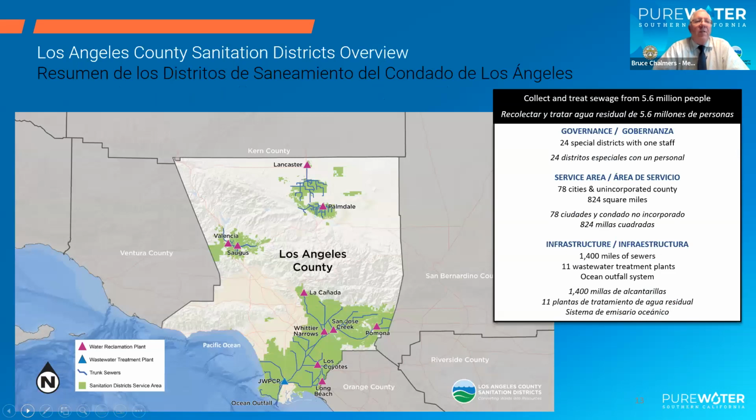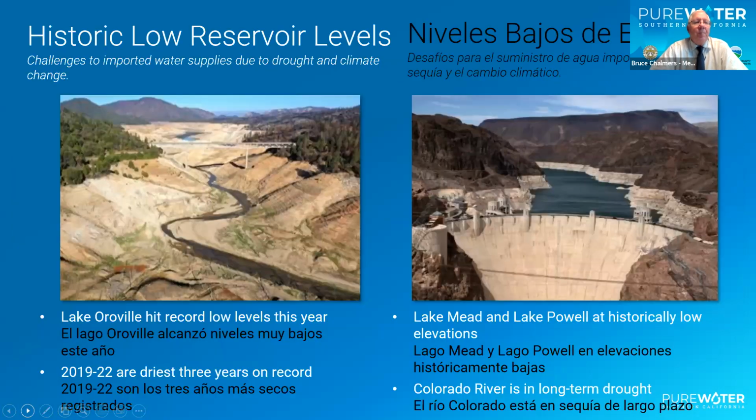Our partner is the Los Angeles County Sanitation Districts. Their job is to collect and treat sewage from their 5.6 million customers. They're made up of 24 special districts and have over 1,400 miles of sewers and 11 wastewater treatment plants, all in LA County, as shown in this figure. Next slide.